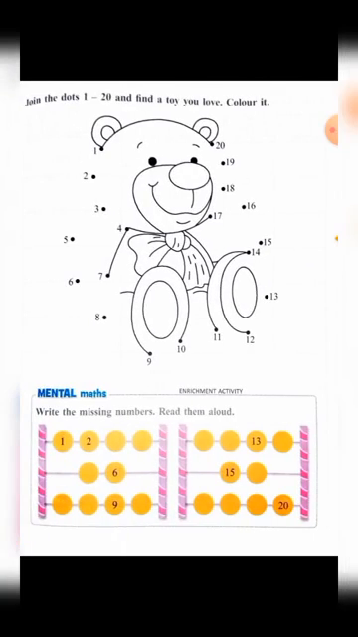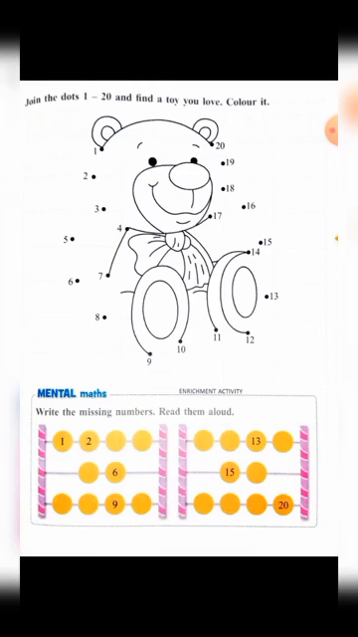Next, join the dots from 1 to 20 and find a toy you love. Color it. So take the pencil now and join these numbers. 1, after that 2, after that 3, after that 4, 4 to 5, 5 to 6, 6 to 7, 8, 9, 10, 11, 12, 13, 14, 15, 16, 17, 18, 19, 20. Now you got a toy. Then you have to color this toy.